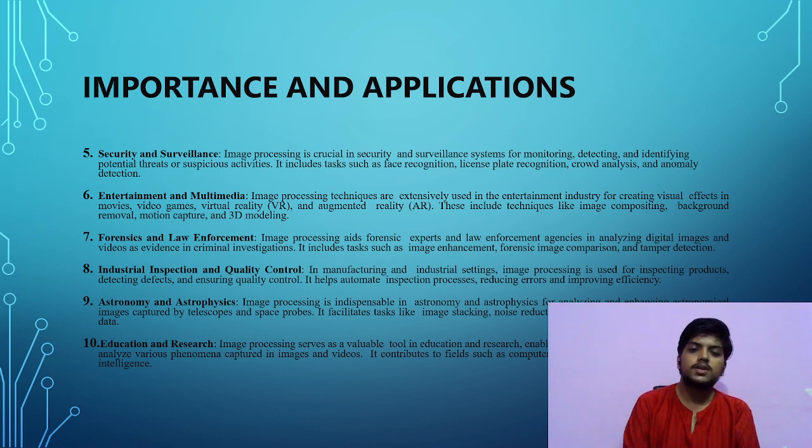In industrial inspection and quality control. In manufacturing and industrial settings, image processing is used for inspecting products, detecting defects, and ensuring quality control. It helps automate inspection processes, reducing errors and improving efficiency.